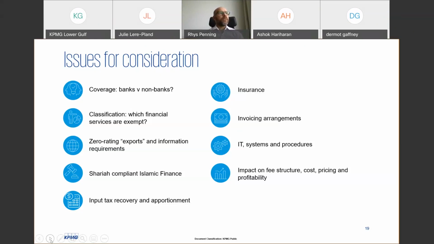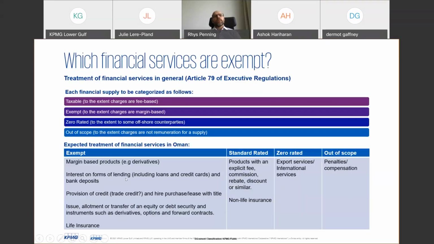We, of course, based on the GCC and other countries, could make an educated guess. But now, of course, we have the finalised regulations. We go to Article 79, and it defines which financial services will be exempt and in what circumstances. That's a very important point at which to pause.